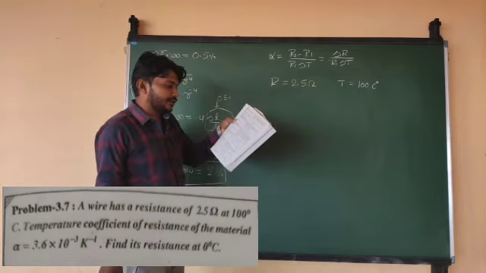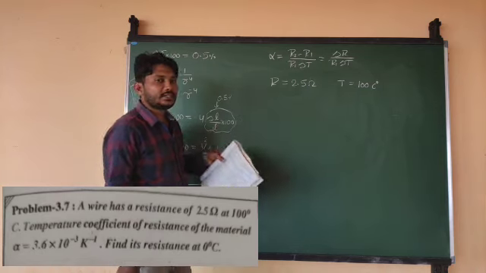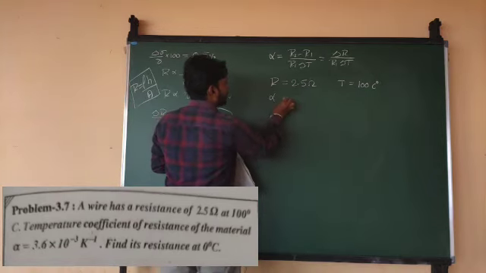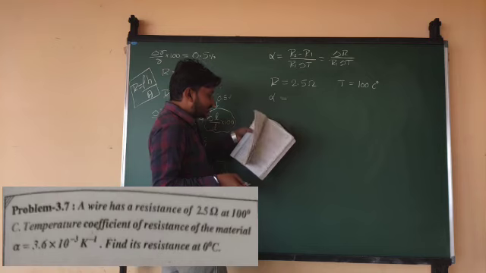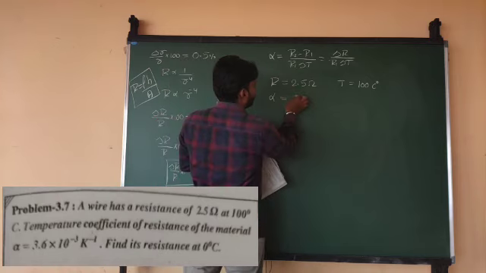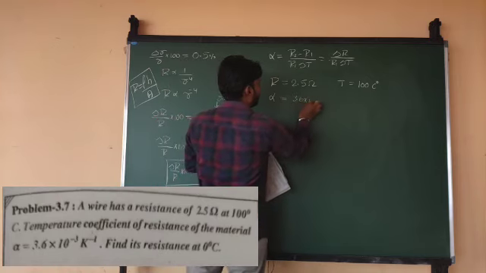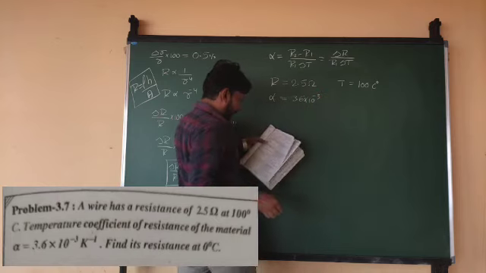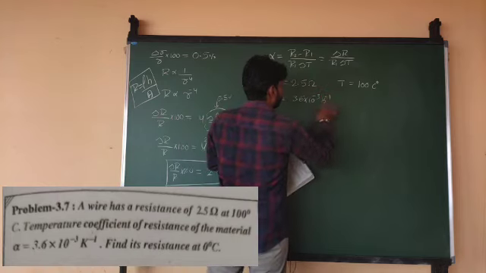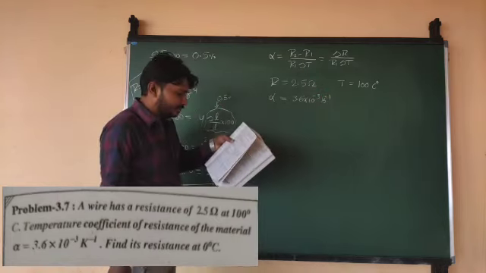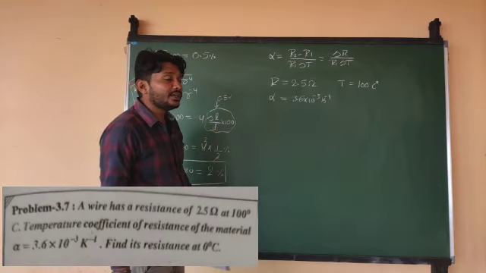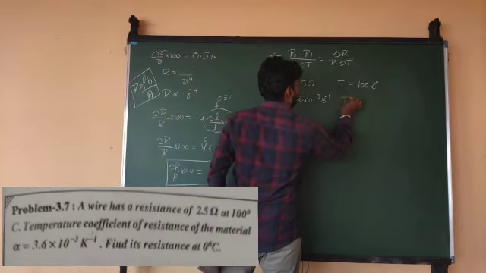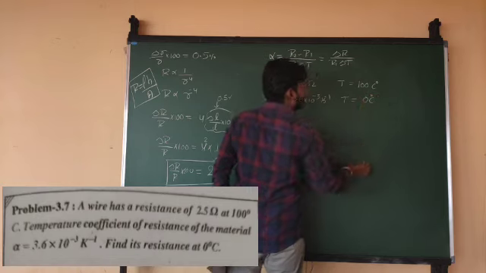The temperature coefficient of resistance of the material is, so temperature coefficient means the alpha value. That is 3.6 into 10 to the power of minus 3 per Kelvin or per degree Celsius. Find the resistance at 0 degrees Celsius.